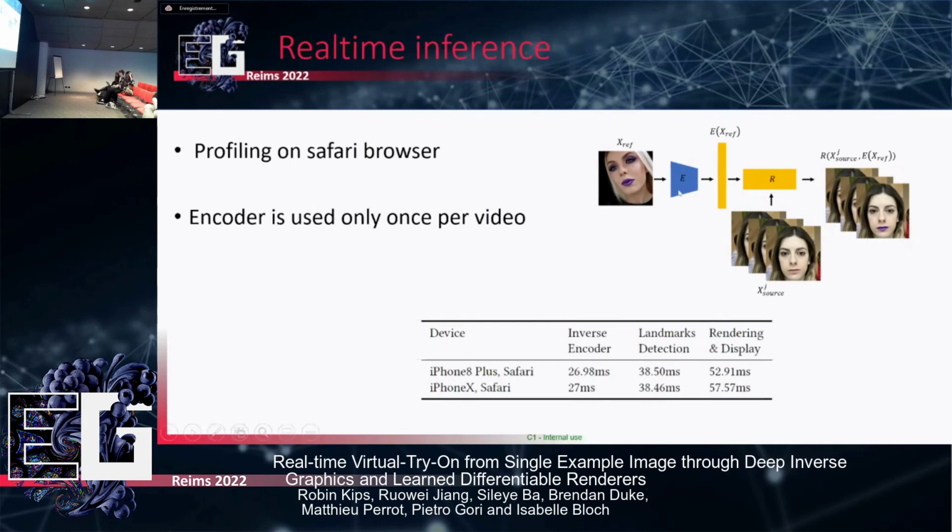And you can see on the pipeline how we are running it. So what we did is that we have a reference image, we extract the graphic code once, and we run the renderer on source videos. And then we computed this matrix.